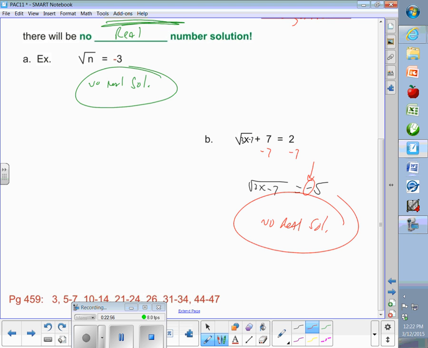Now, this is only for square roots. We're not doing cube roots, but just for your interest, you can get a cube root to end up being a negative answer. For example, negative 2 times negative 2 times negative 2 is negative 8. That one works. But anyhow, it's another story. Don't worry about it.